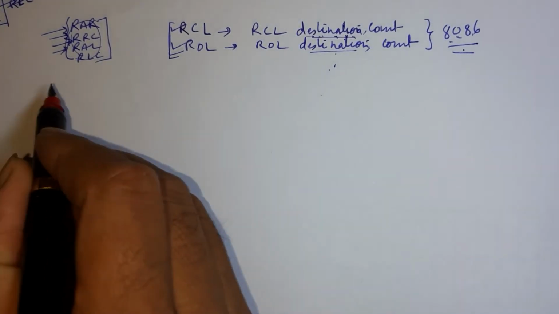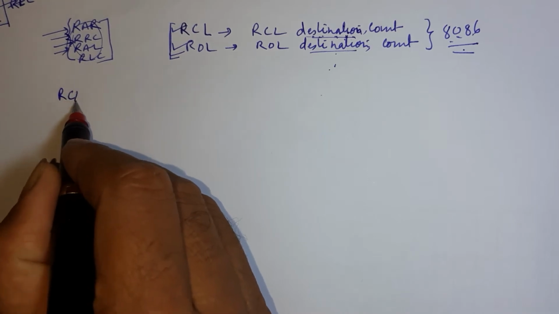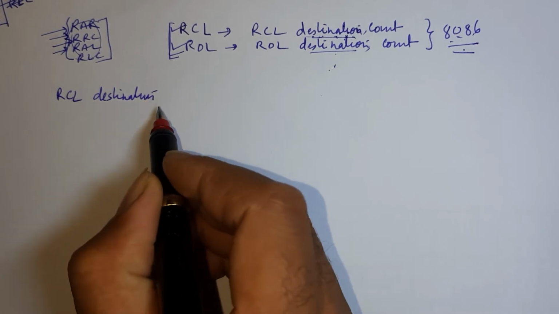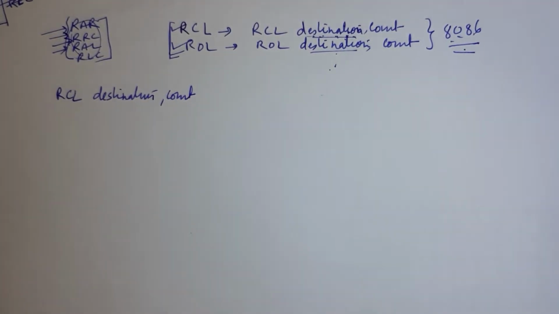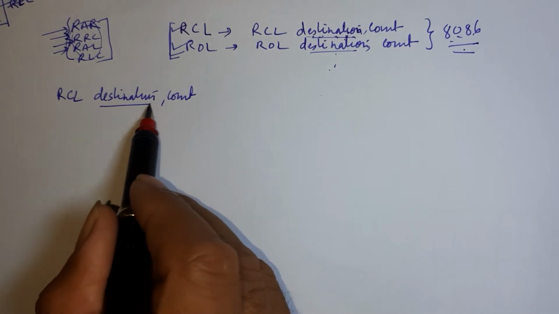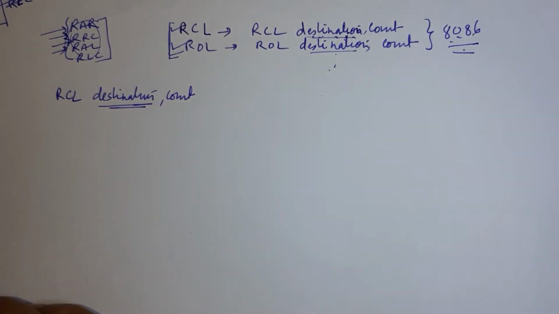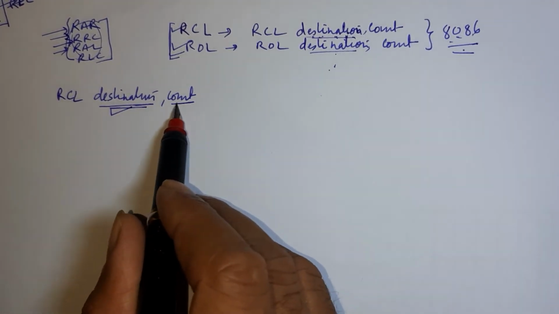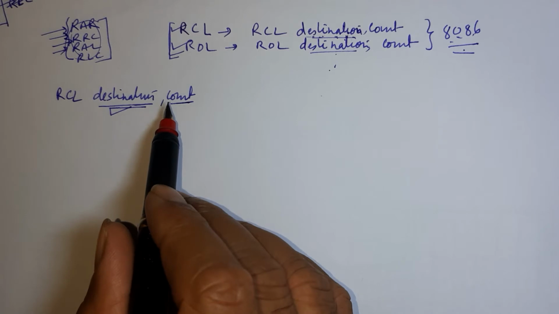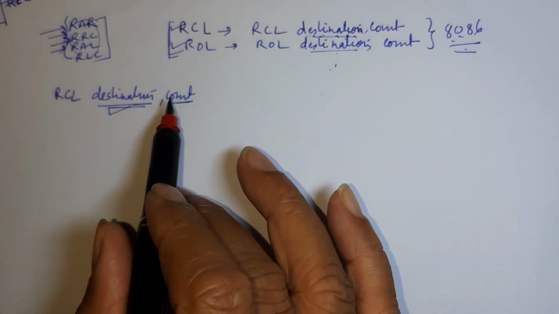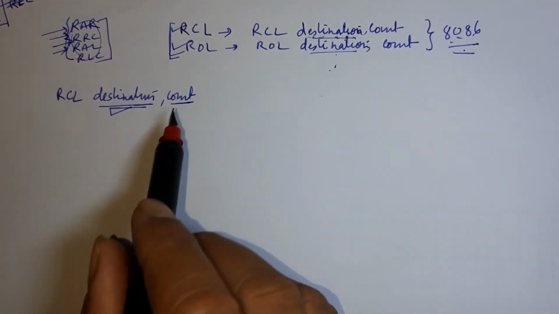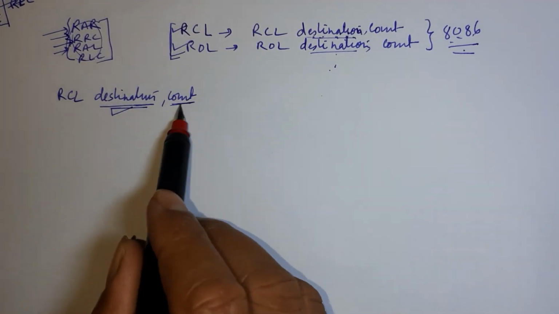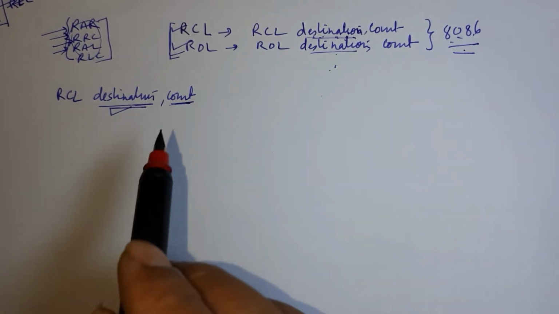Firstly I want to discuss RCL, destination and count. Let us understand the meaning of destination. Destination means whatever register or memory you are going to mention here. Count means how many times you want to rotate the content of that particular register or memory. Suppose the value of count is 1, it means rotation will occur only once. If the value of count is 2, then rotation occurs 2 times.